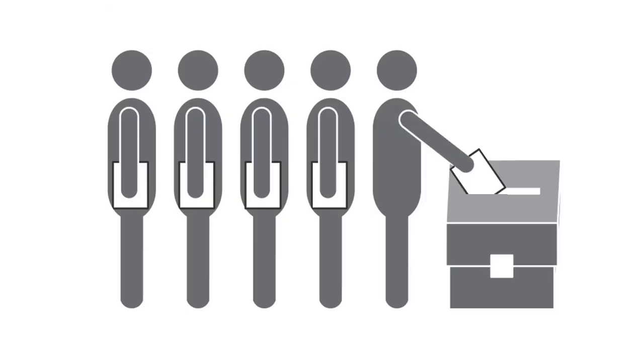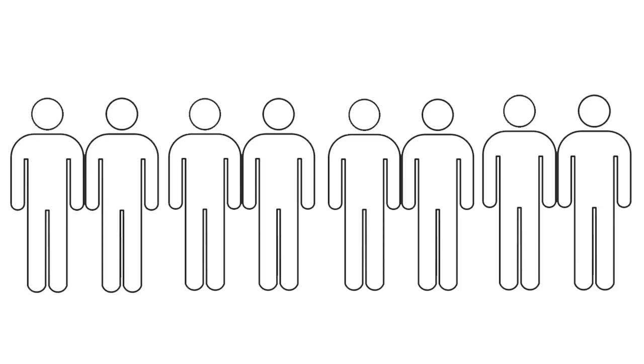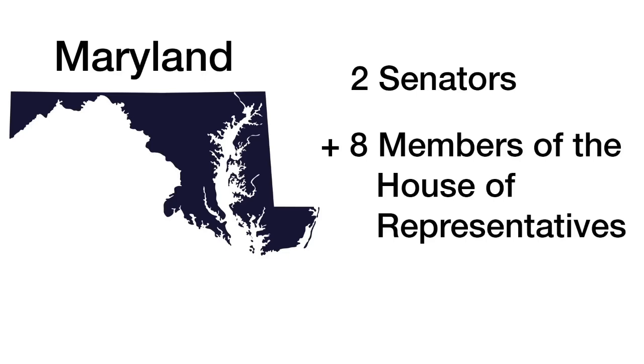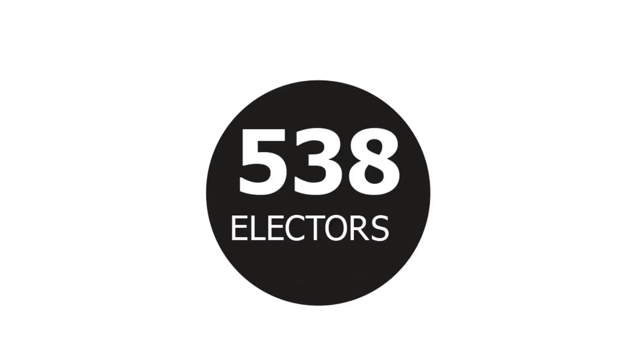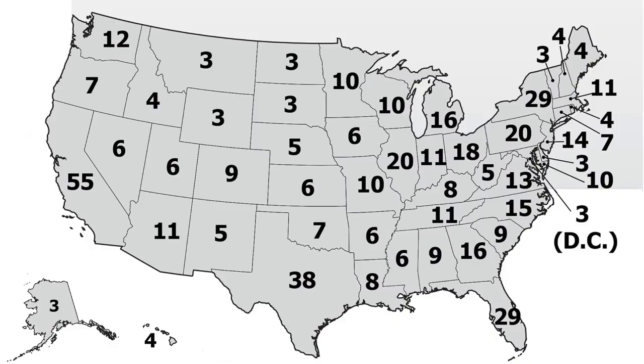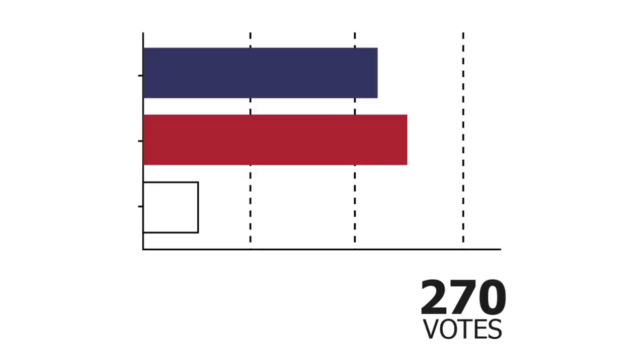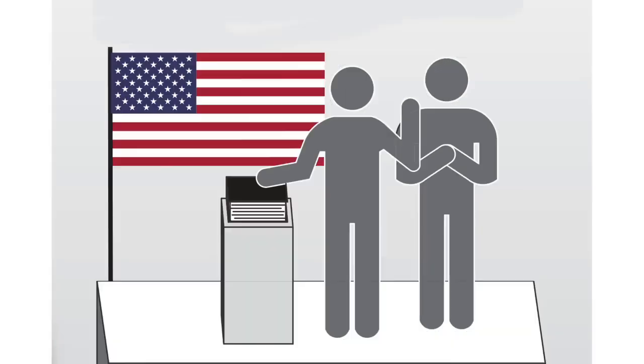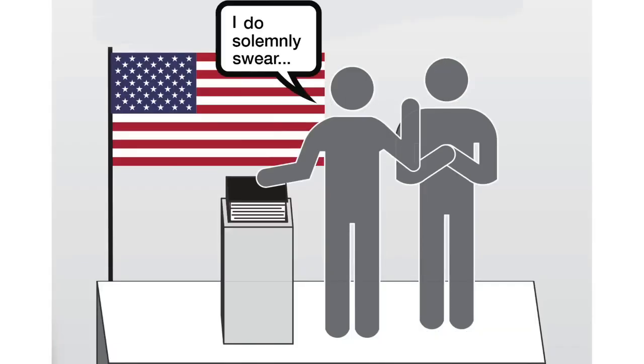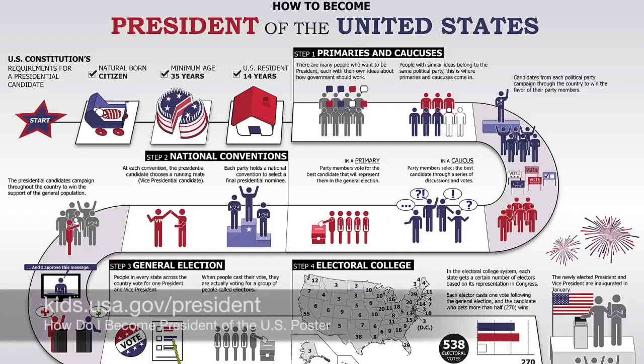When people cast their vote, they are actually voting for a group of people called electors. The number of electors each state gets is equal to its total number of senators and representatives in Congress. A total of 538 electors form the Electoral College. Each elector casts one vote following the general election. The candidate who gets 270 votes or more wins. The newly elected president and vice president are then inaugurated on January 20th. For more information, go to kids.usa.gov/president.